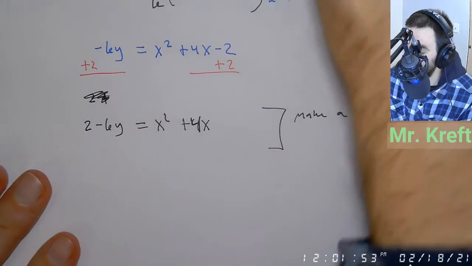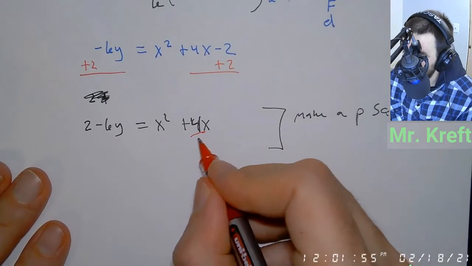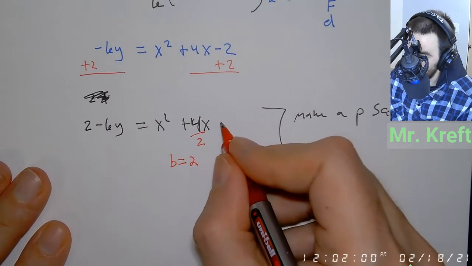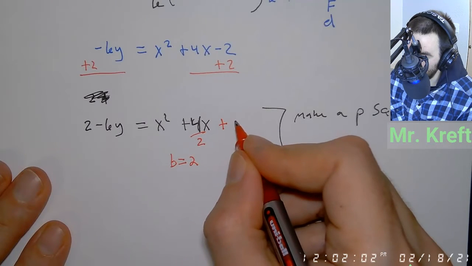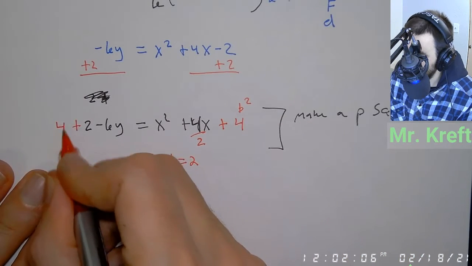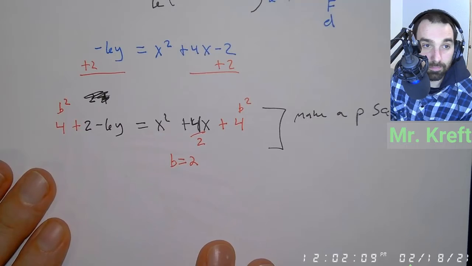Okay. So to do that, I'm going to take half of this. I'm going to call that my b. My b is going to be 2. Then I add b squared to both sides. 2 times 2 is 4. Like that.